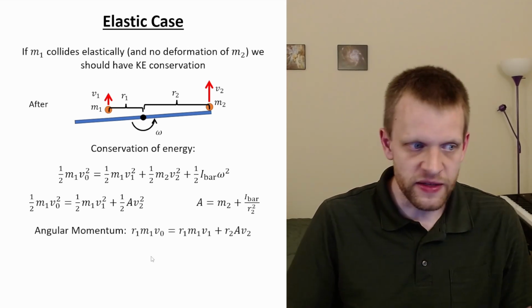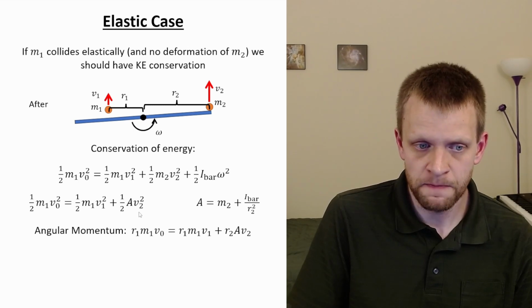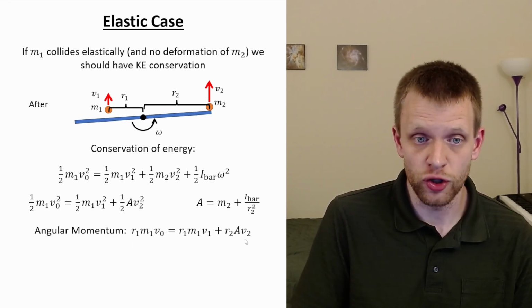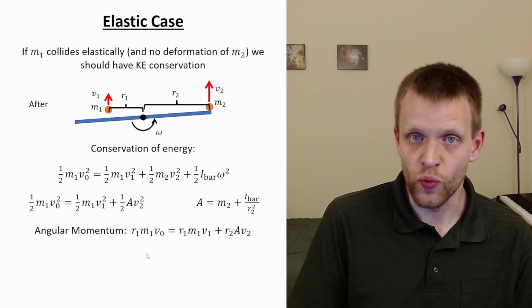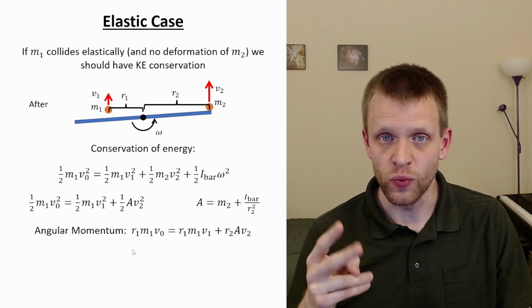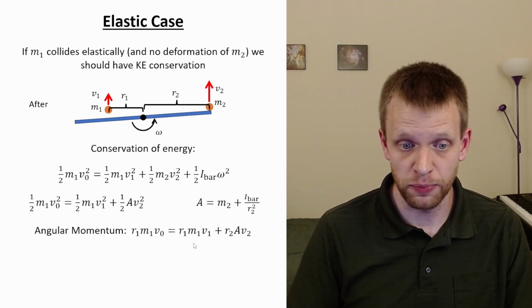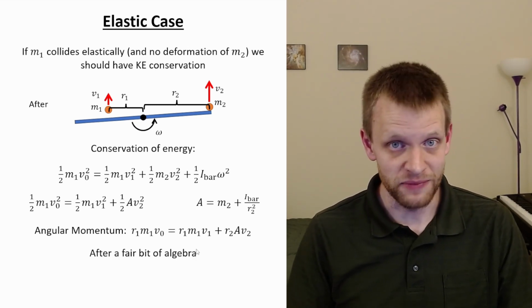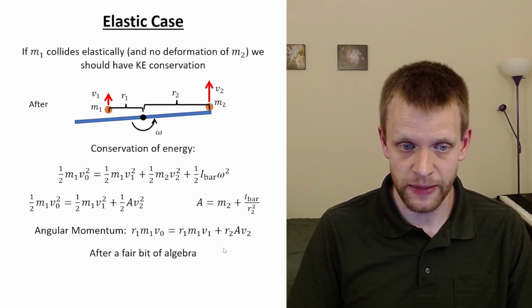So we have this equation for the conservation of kinetic energy, and we also have an equation for the conservation of angular momentum, again, around that axis. And now we have two equations with two unknowns. So we can solve this algebraically. It does take a fair bit of algebra. Again, if you want to see the algebra, let me know in the comments and I'll do another video going through these steps.